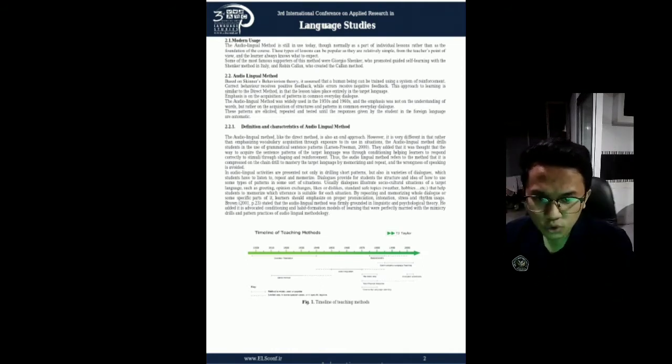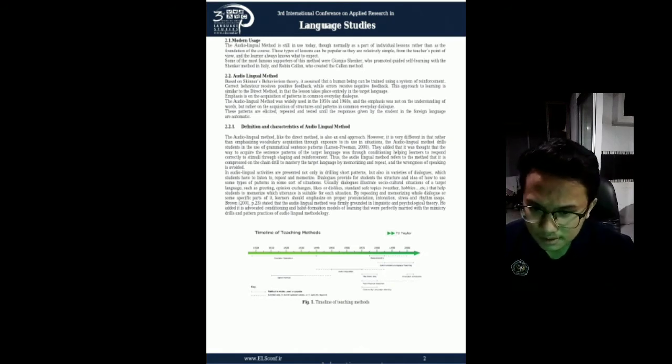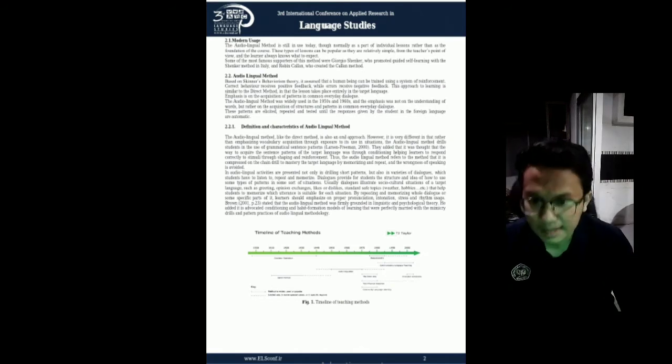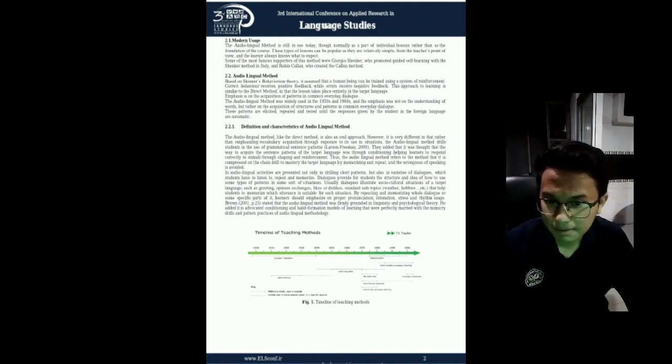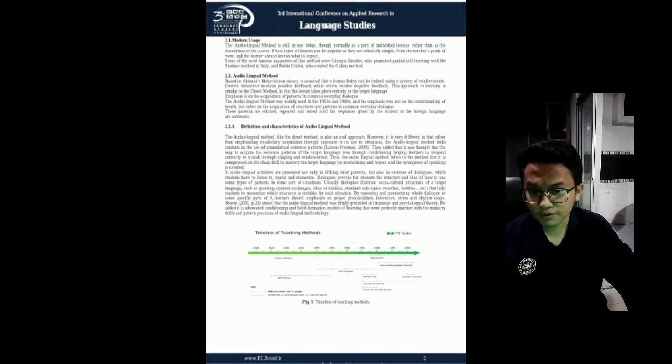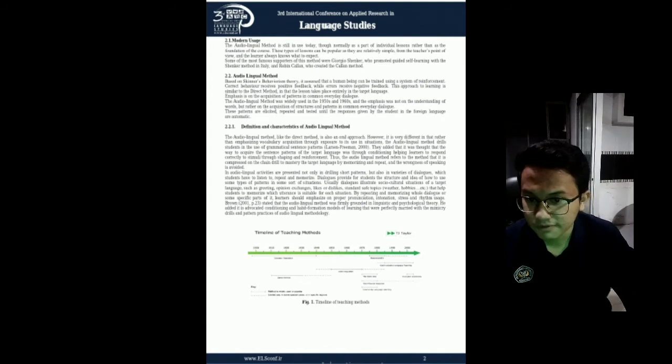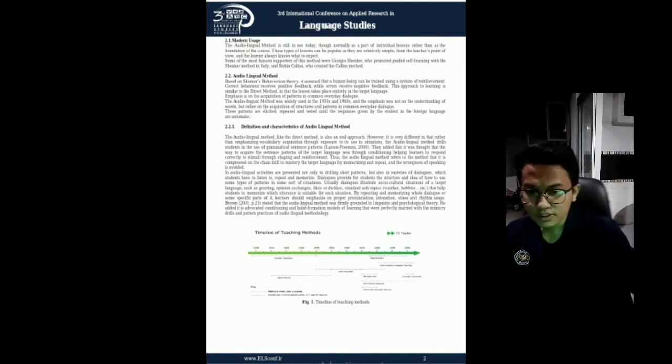They added that it was taught that the way to acquire the sentence pattern of the target. Let me stop right there. Let's move on to the next paragraph. In audiolingual, activities are presented not only in drilling short patterns, but also in varieties of dialogues which students have to listen to, repeat, and memorize. Dialogues provide for students the structure and idea of how to use some types of patterns in some sort of situation. A very good explanation.